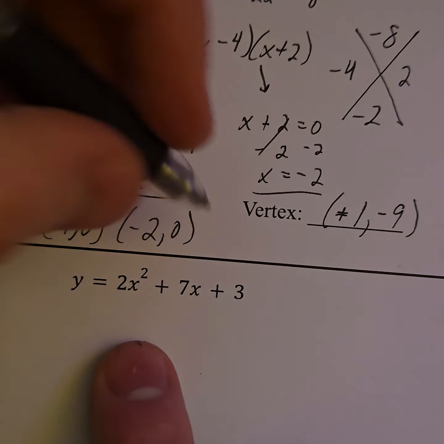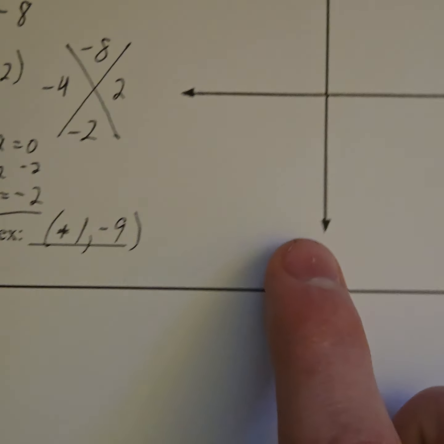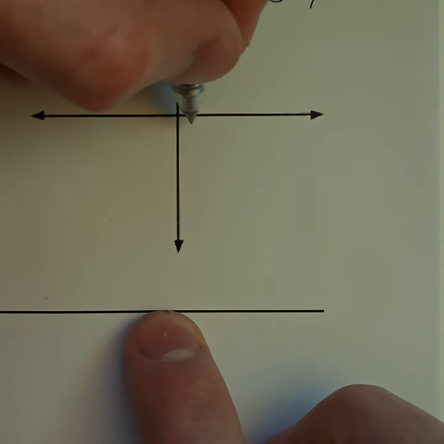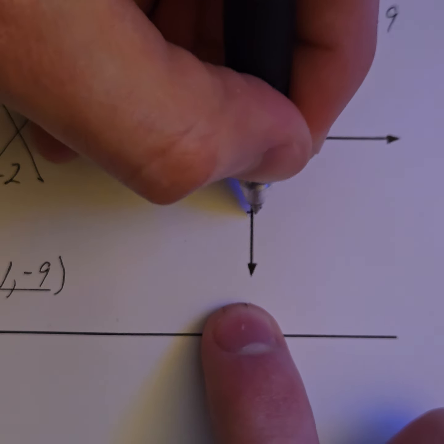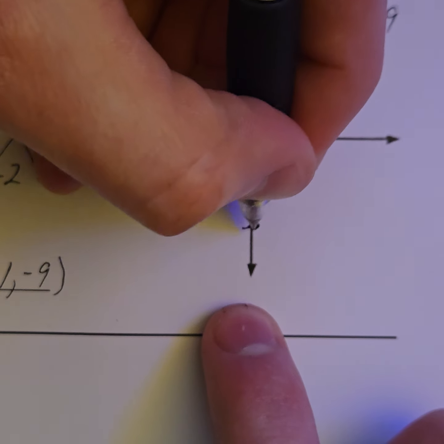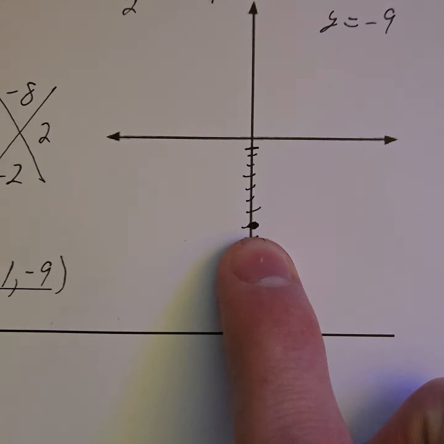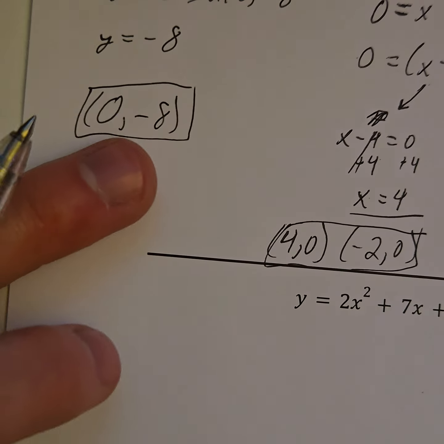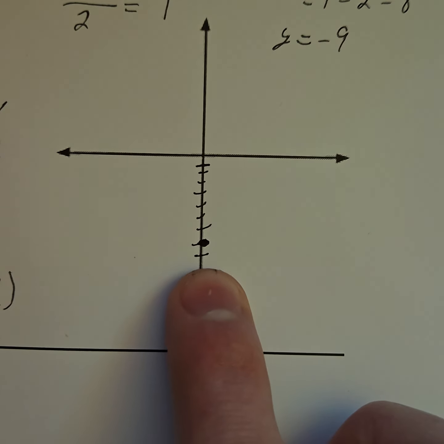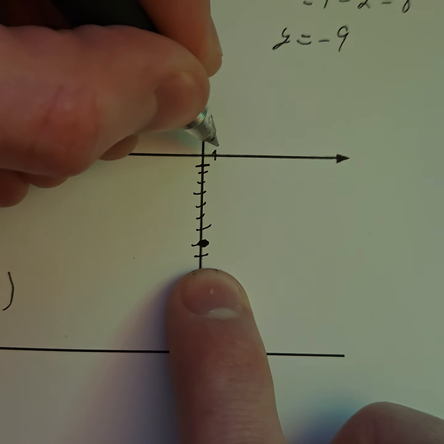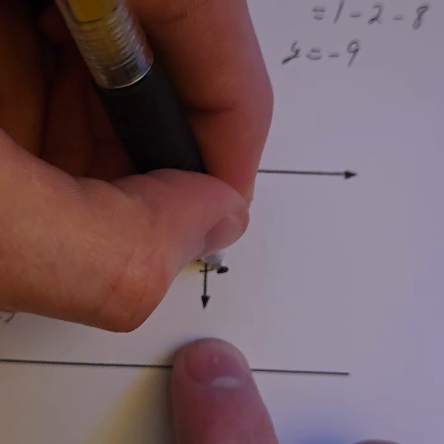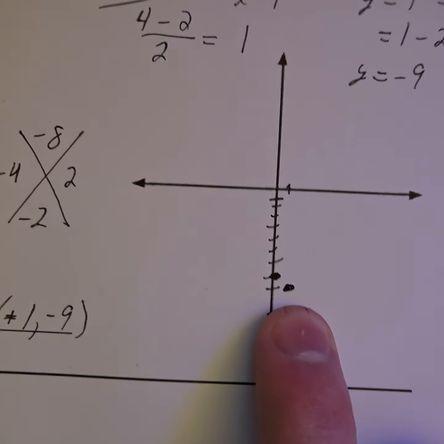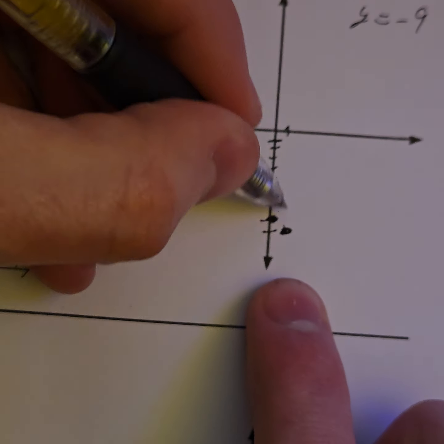All right, let's plot these 4 points and let's get that sketch of the graph. So let's count down here to negative 8. So there's our y-intercept at 0, negative 8. So that's this point right here. And then our vertex is over 1, and it's at negative 9. So let's put our vertex around right here. And that's where our line of symmetry is going to be.